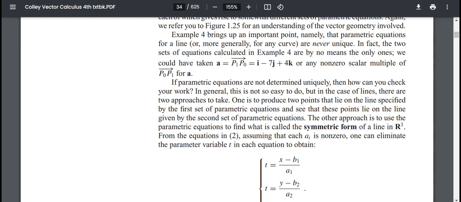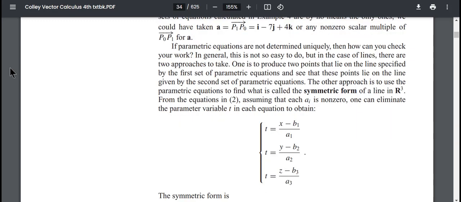And by the way, note that that's even true in 3 space, or I guess in 4 space, and so on. So you still only need 2 points to determine a line, even in 3 space. So that's one way to make sure that your sets of parametric equations are talking about the same line.